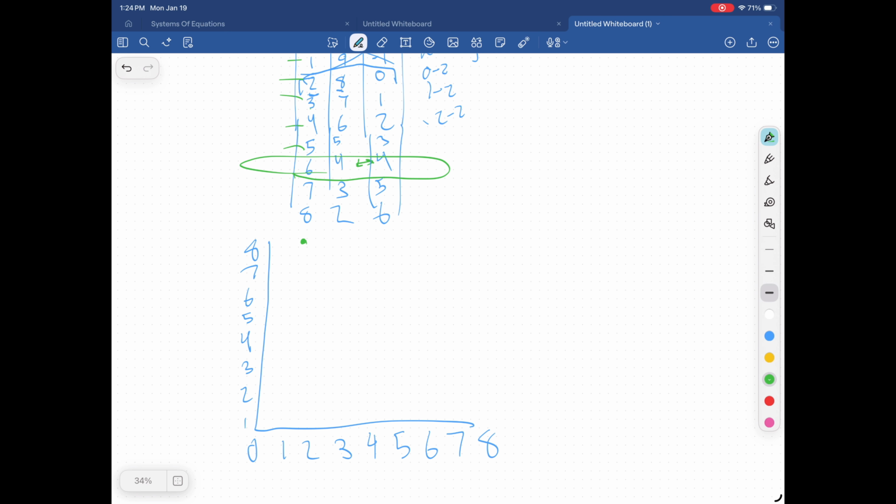Now we have 3 and then 7. Then we have 4, 6. 5, 5. And then we have 6, 4. 7, 3. And then 8, 2.